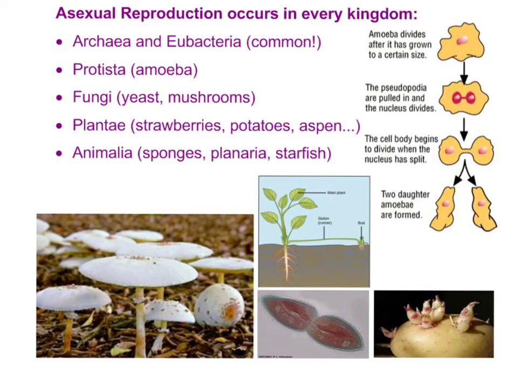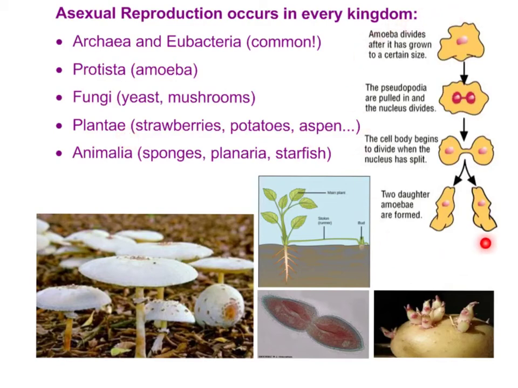Asexual reproduction occurs in every single kingdom. It's very, very common in archaea and eubacteria. Protists, an amoeba, is an example of an organism in the protist kingdom that reproduces asexually. Yeast and mushrooms carry on asexual reproduction in the fungi kingdom. Strawberries, potatoes, aspen are examples in the plant kingdom. Sponges, planaria, and starfish are examples in the animalia kingdom.